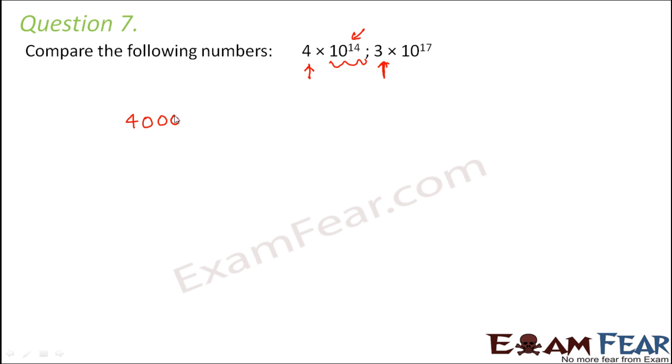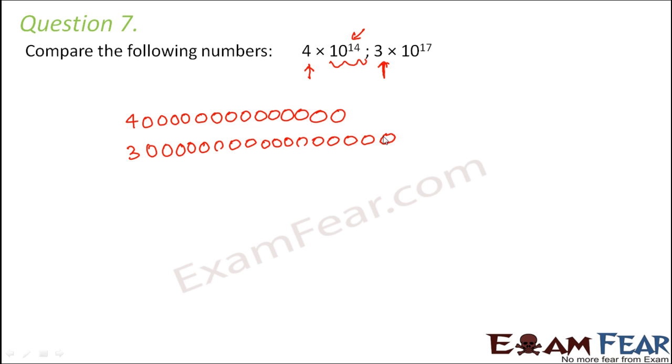So after 4, you have 14 zeros. But in the second number, how many zeros do you have? 17 zeros. Now look at these two numbers. Which one do you think is greater? Obviously the one with more zeros, because the moment you increase the zeros, you are actually increasing the value of the number a lot.